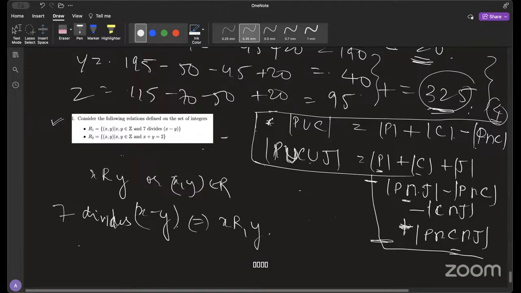And the second one is, if X plus Y is equal to 2, then we say that X is related to Y under the second function, the second relation.